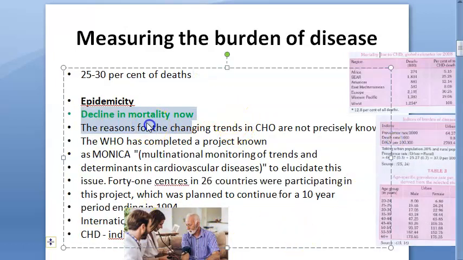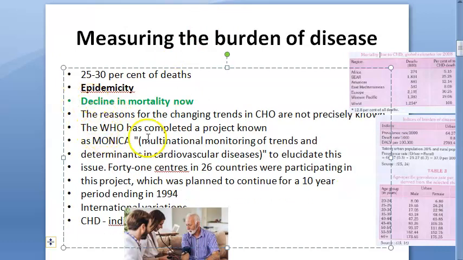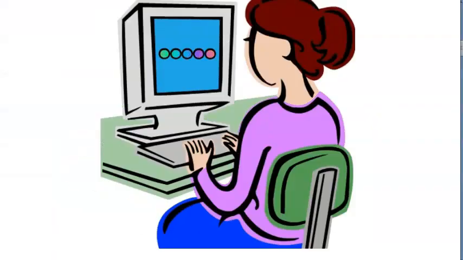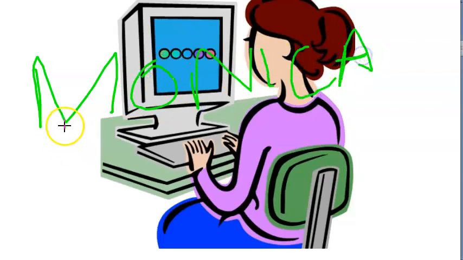Which issue? There is actually a decline in mortality now, probably because people are controlling their blood pressure better, right? So they are in better control of hypertension, and also because of changes in lifestyle, etc. Now there is a decrease, it looks like, okay? So to understand these changing trends in coronary heart disease, WHO has completed a project known as MONICA. Multinational Monitoring of Trends and Determinants in Cardiovascular Diseases.